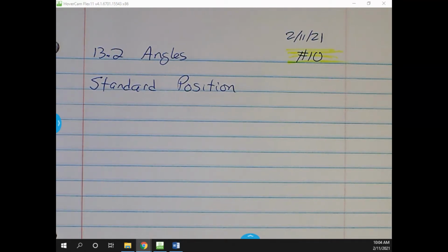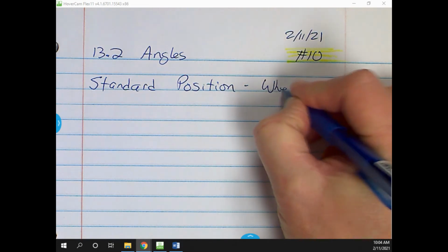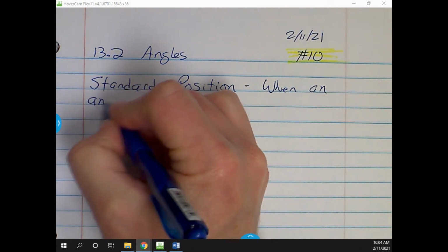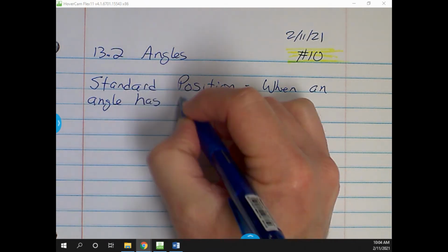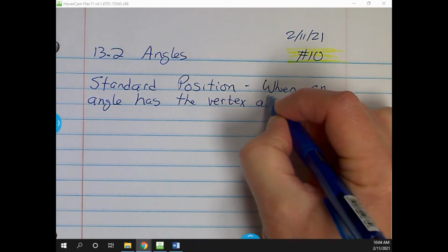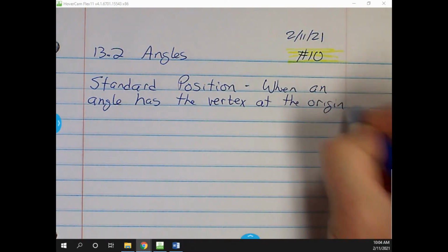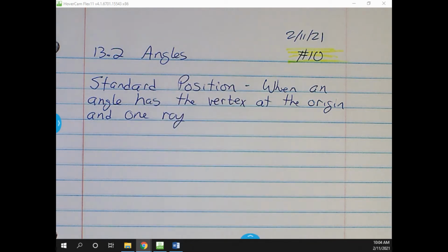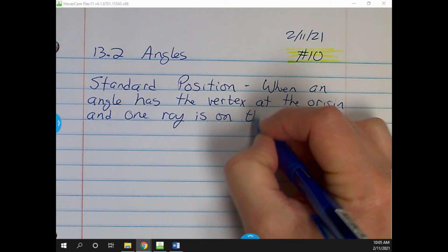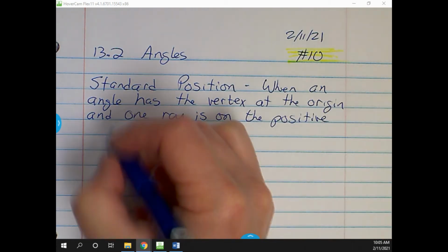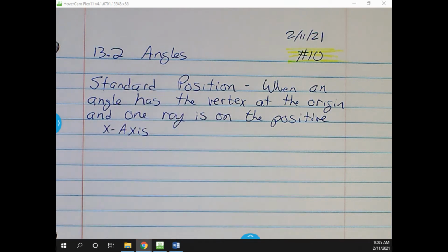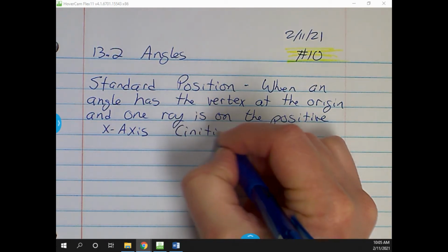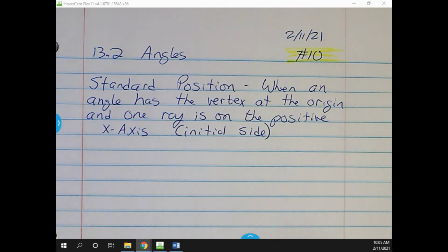Position. Going back with all the angles we were doing yesterday, basically here's what it is. And again, we kind of mentioned this yesterday a little bit, but this is basically when an angle has the vertex at the origin and one ray is on the positive x-axis. Okay. And whenever they talk about that ray that's on the positive x-axis, they call that the initial side. Because again, that's the beginning side, so that's why it's there.